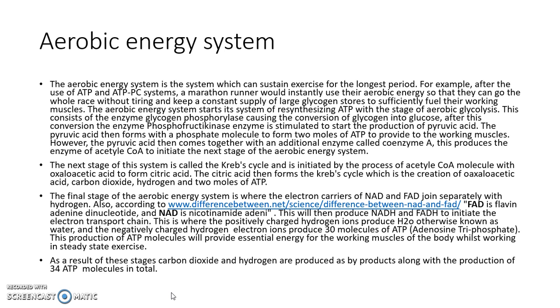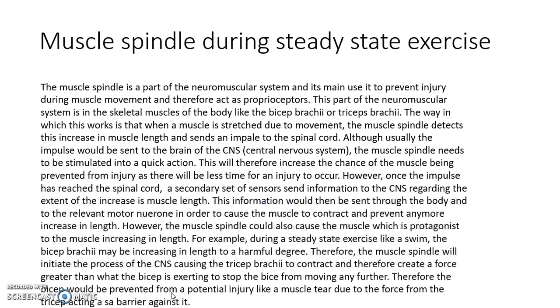This is where the positively charged hydrogen ions produce H2O, otherwise known as water, and the negatively charged hydrogen electrons produce 30 molecules of ATP, adenosine triphosphate. This production of ATP molecules will provide the essential energy for the working muscles of the body whilst working in steady-state exercise. As a result of these stages, carbon dioxide and hydrogen are produced as byproducts along with the production of 34 ATP molecules in total, which provide energy for the muscles.